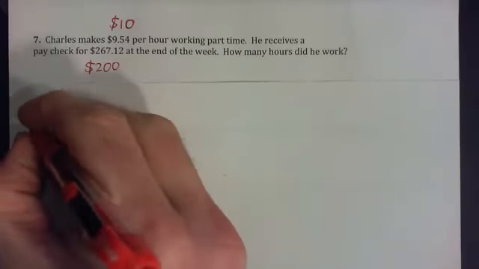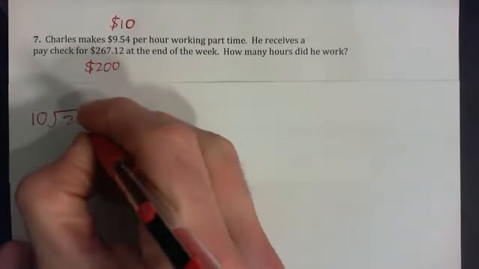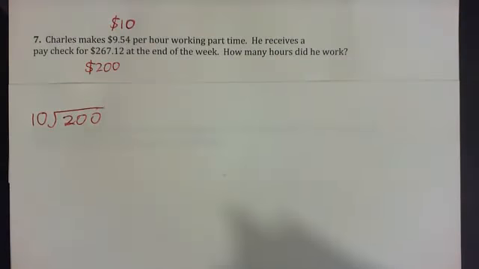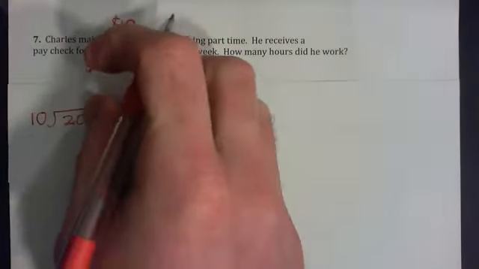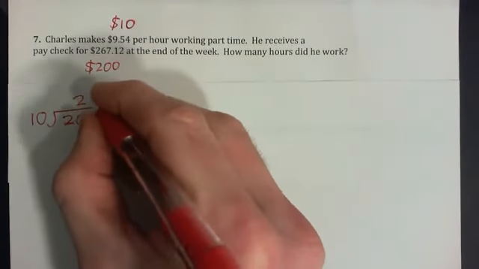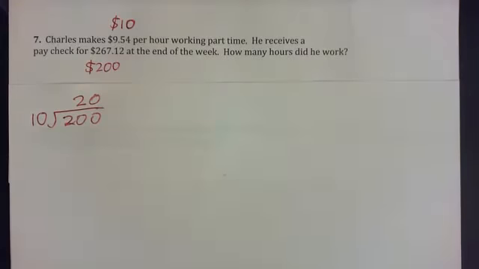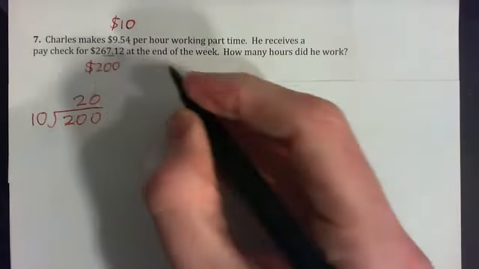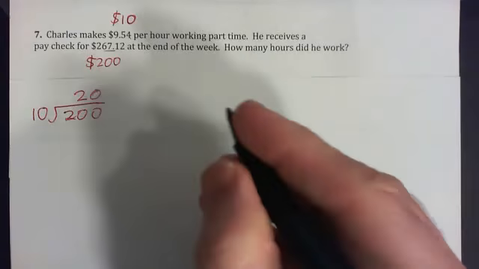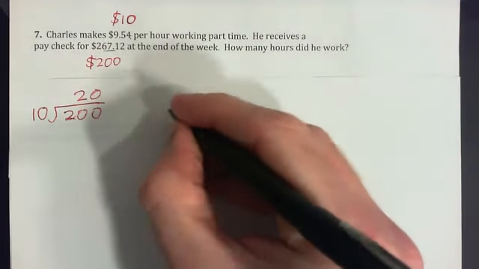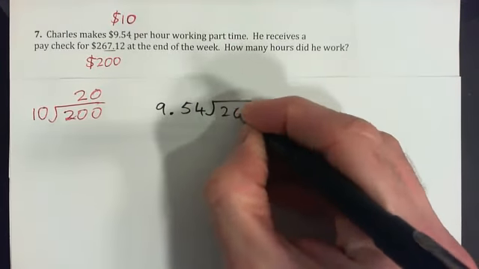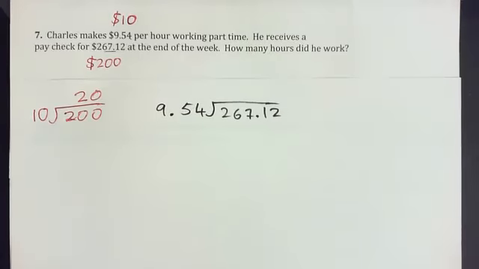You can go 10 into 200, can't you? Does that make sense? Or, 200 divided by 10, right? So 10 into 200, 10 into 20 goes 2 times, 10 into 0 goes 0 times, and the answer is 20. So what operation can we do with the actual numbers, 9.54 and 267.12, to get the answer? Can we go, like with 10 into 200, go 9.54 into 267.12? Does that make sense?